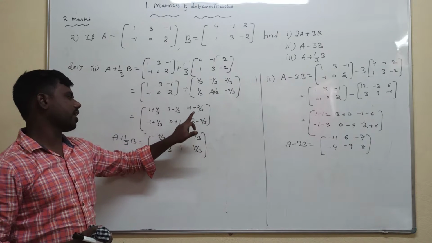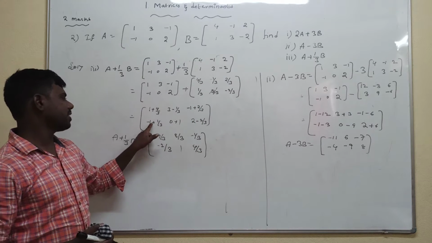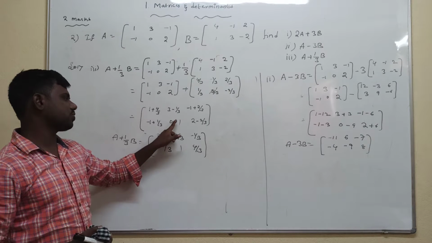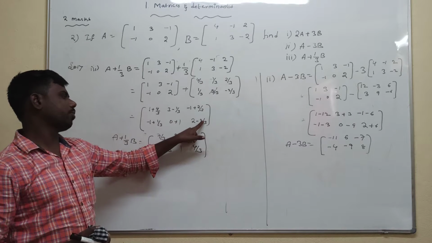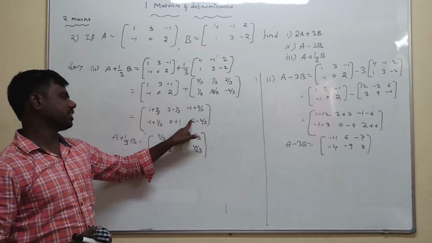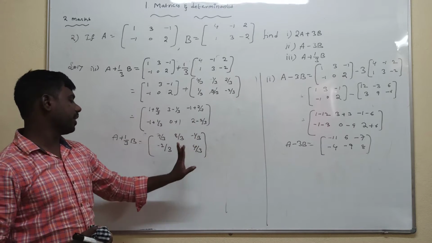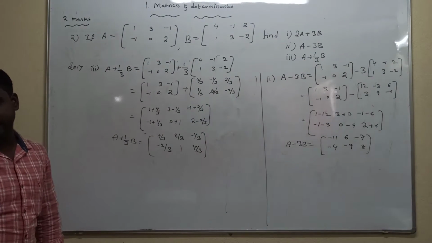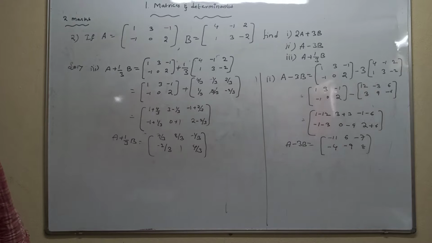Minus 3 plus 2 that value is minus 1/3. Here minus 3 plus 1 is minus 2/3. 0 plus 1 is 1. 2 minus 2/3, take LCM is 3. 3 twos are 6. 6 minus 2 is 4. 4/3. These are the required solution. So you have understood how to find the A plus 1/3 into B.